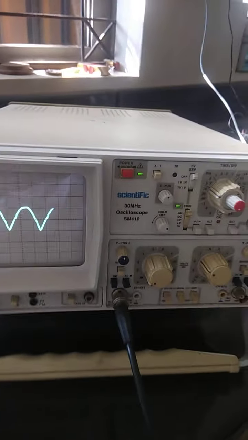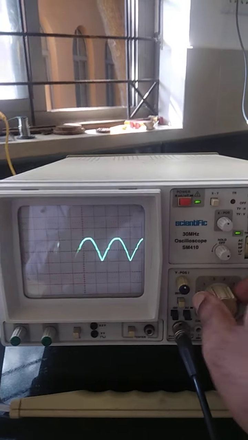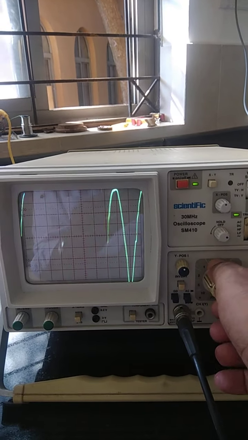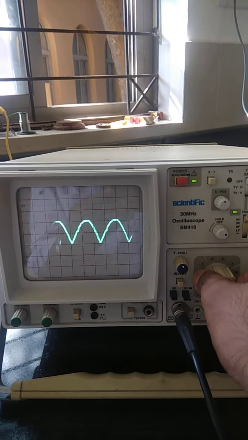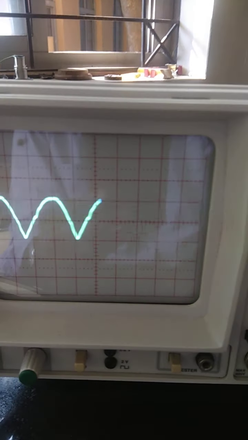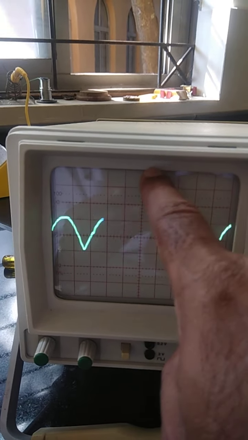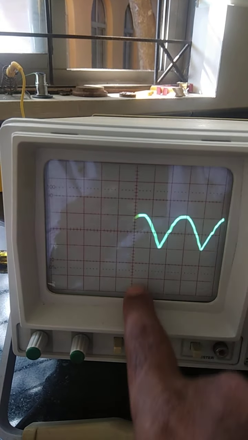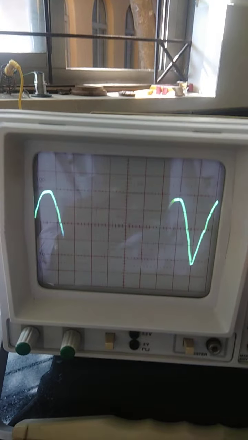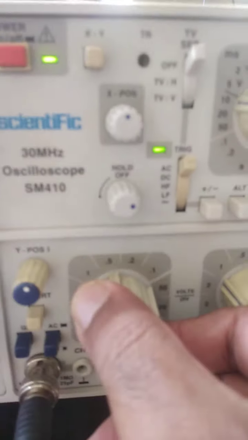So let me explain about the CRO. What is CRO here? Cathode ray oscilloscope. You can see here this is the voltage change, the amplitude change, and this is the time change. The X-axis is for time and the Y-axis is for voltage or current, amplitude. This is the voltage. You can see the multiplier here.